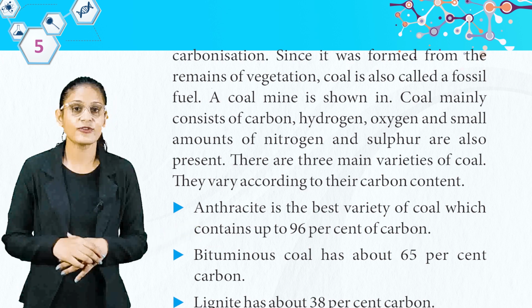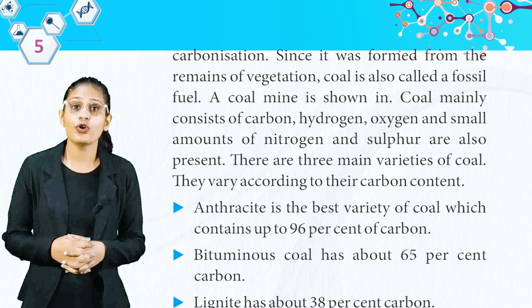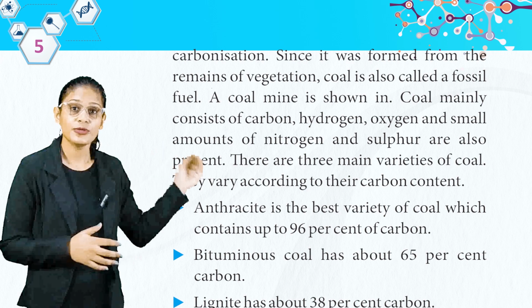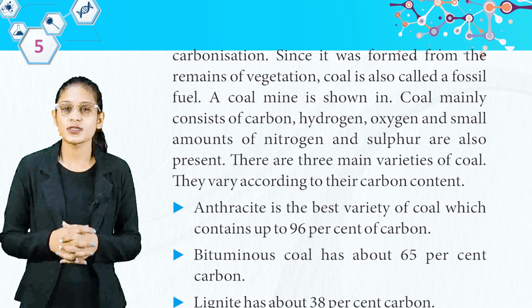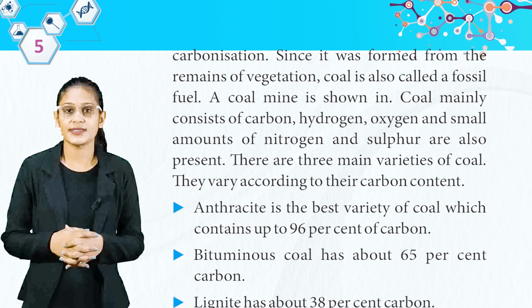Now we have varieties of coal. The first we have anthracite, the best variety of coal, which contains up to 96% of carbon. Then bituminous coal has about 65% carbon. Then lignite has about 38% carbon.